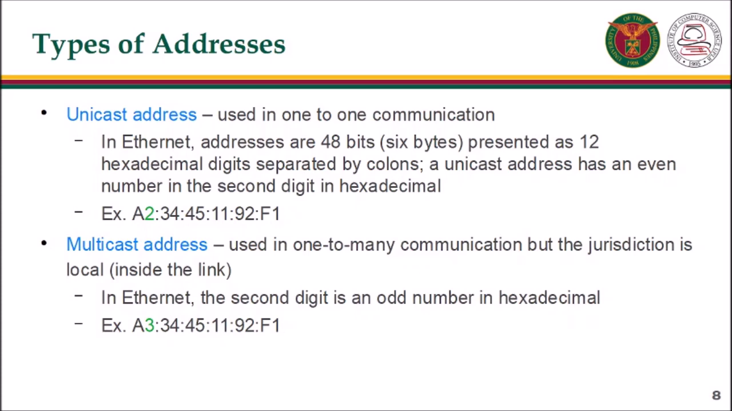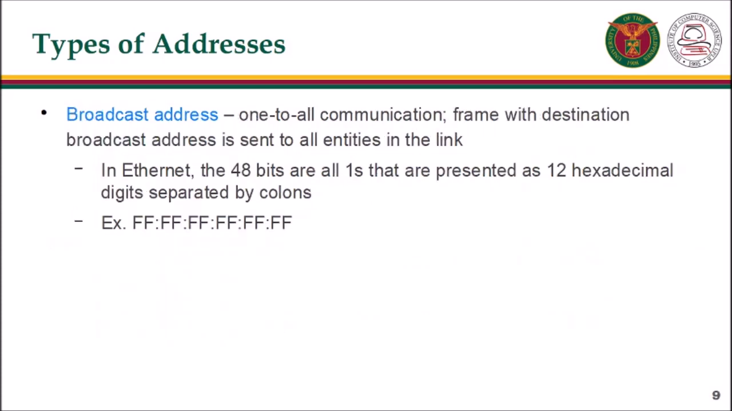Unicasting means one-to-one communication. A frame with a unicast destination address is destined only for one entity in the link. In Ethernet, addresses are 48 bits presented as 12 hexadecimal digits separated by colons. A unicast address has an even number in the second digit in hexadecimal. Multicasting means one-to-many communication. In Ethernet, the second digit is an odd number in hexadecimal. Broadcasting means one-to-all communication. A frame with a broadcast destination address is sent to all entities in the link. In Ethernet, the 48 bits are all ones, presented as hexadecimal digits separated by colons.